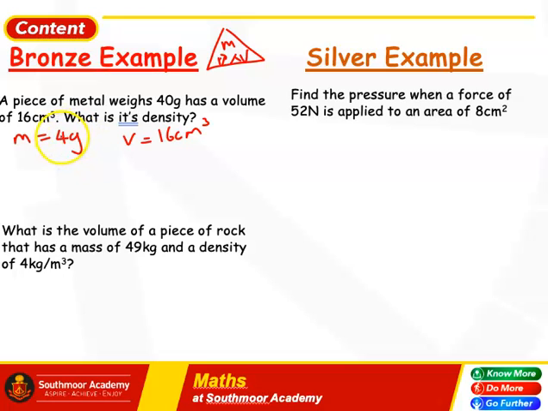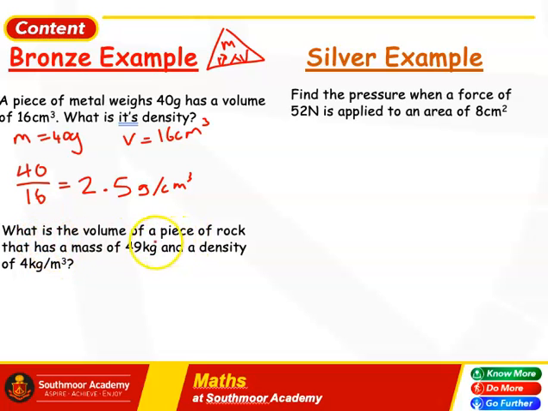Let's try this again. 40 grams. So we're doing 40 divided by 16. We type that into our calculator. 40 divided by 16 is 2.5. So we've got 2.5 as our density, with our units.